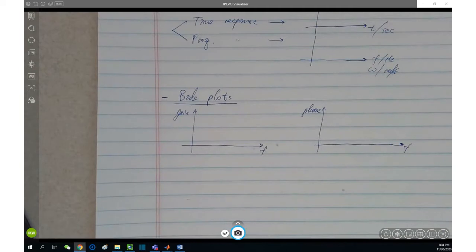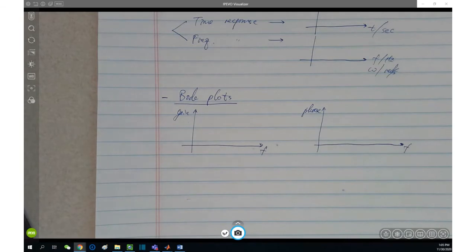And how do we generate the Bode plot? MATLAB, or AC analysis in Multisim. I think you learned the Bode plot for the first time in the electronic circuits class, where we used Multisim to do the AC frequency sweeping analysis. You generate the gain and phase Bode plots.